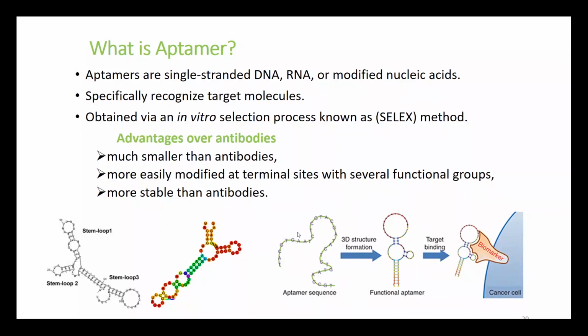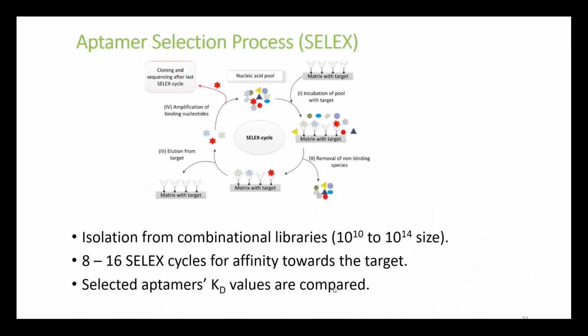And also they are smaller than antibodies. So by using the aptamer, we are capable of making a much denser sensing surface. So we can immobilize a larger amount of aptamers on a detection surface. And they are easily modified at their terminal site. We didn't make any modification in our system, but if we need, the 3' or 5' end is easily modified with different kinds of functional groups. So this is the aptamer's advantage.